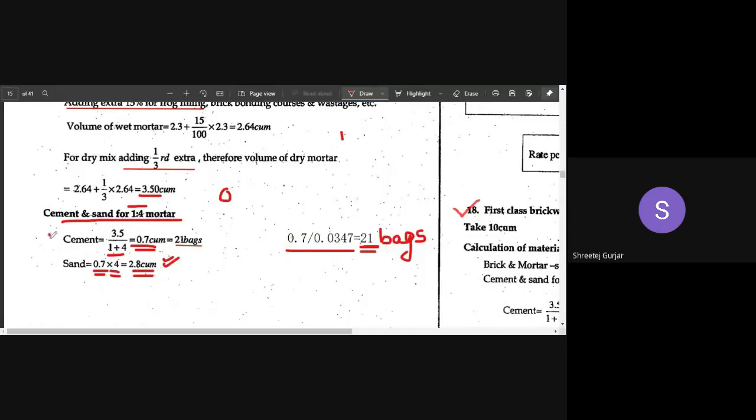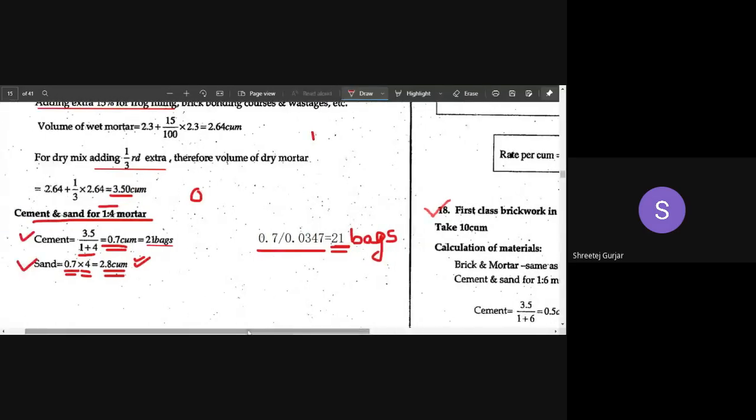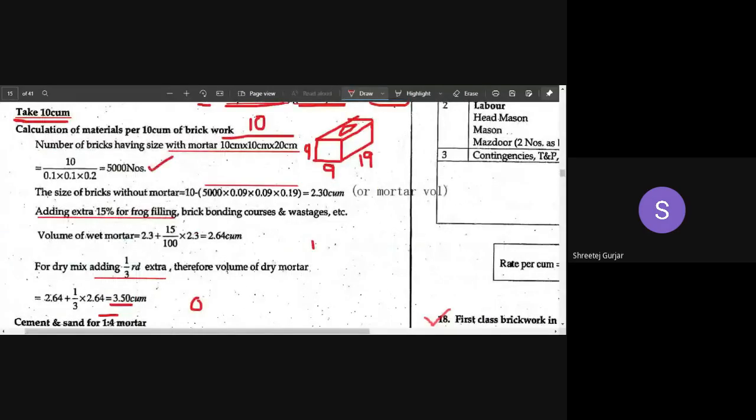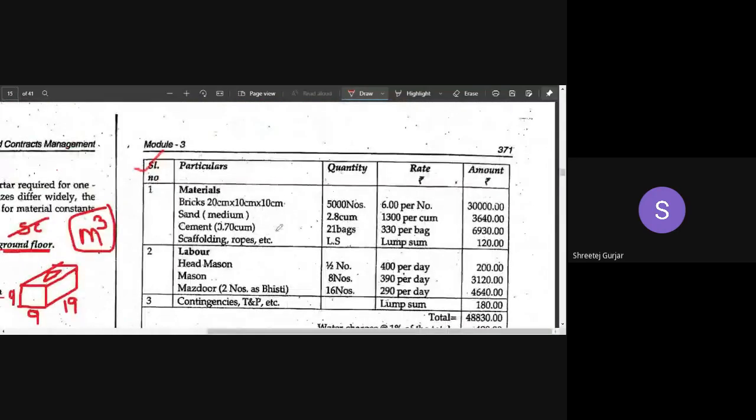We are done with sand quantity, and we are done with cement quantity. Sand and cement quantity we have calculated. Also we have calculated the number of bricks that are required. So now we can write down number of bricks, 5,000.